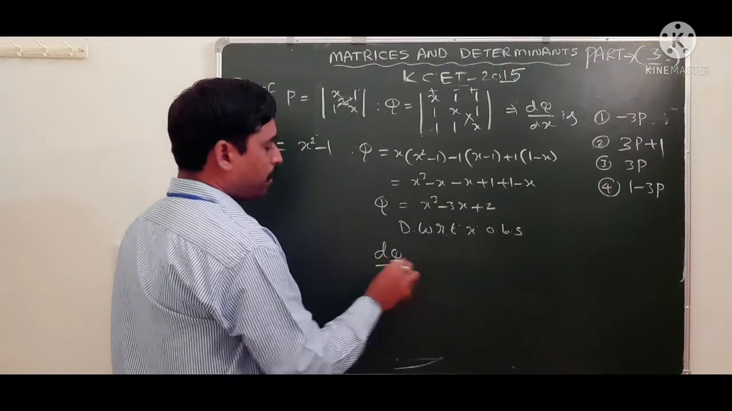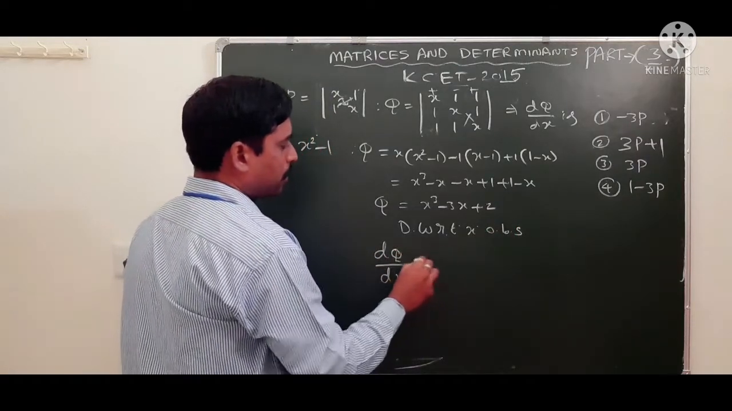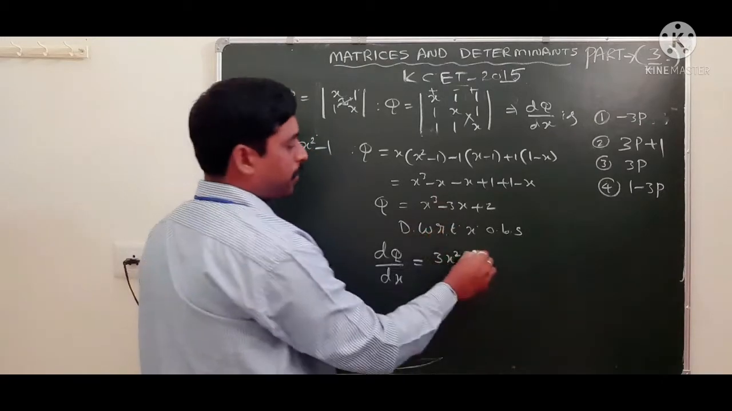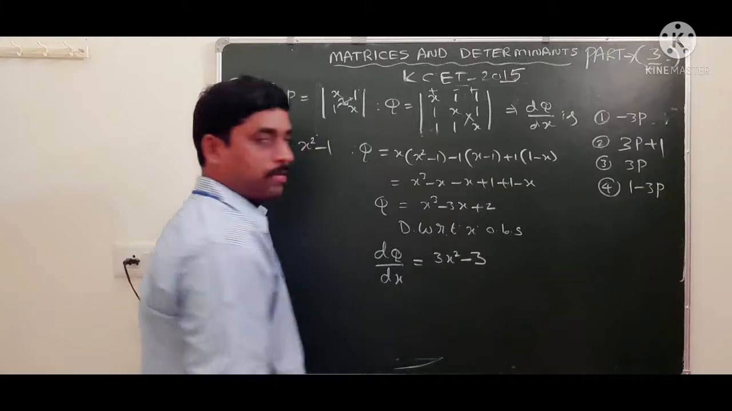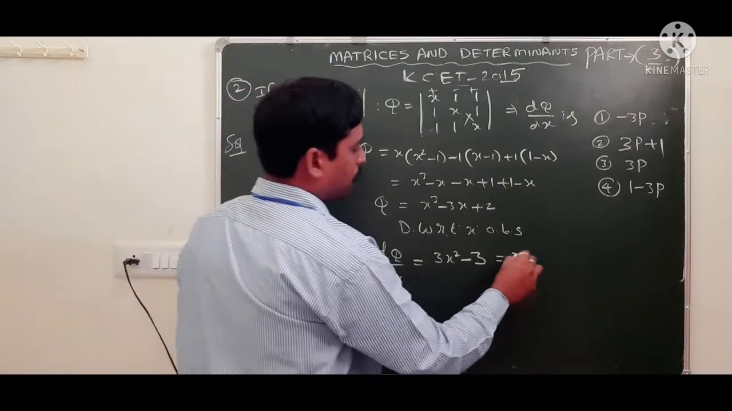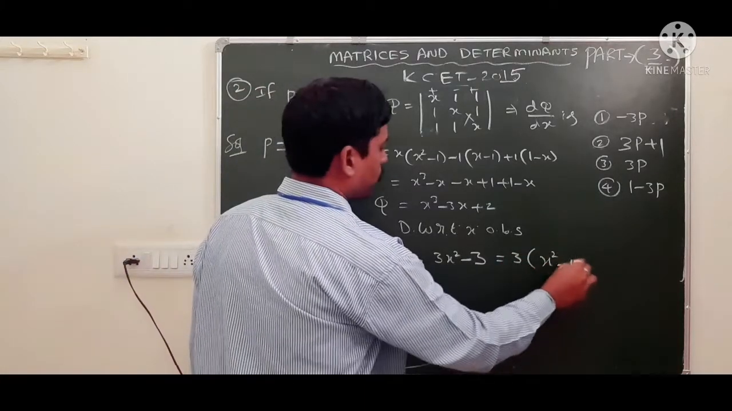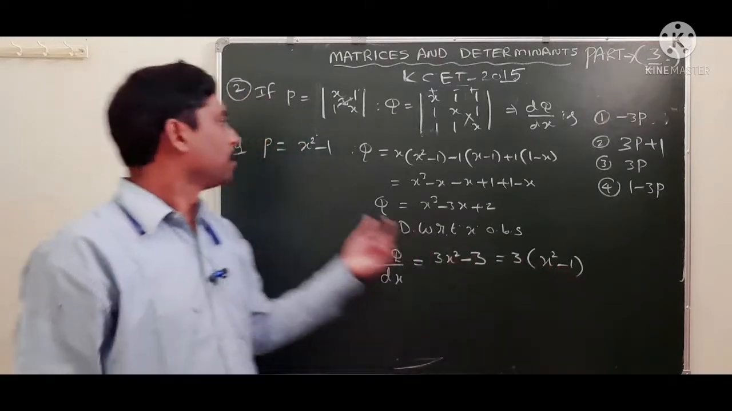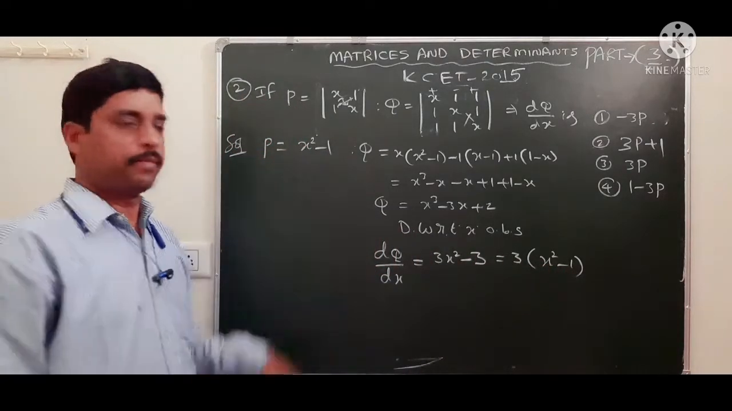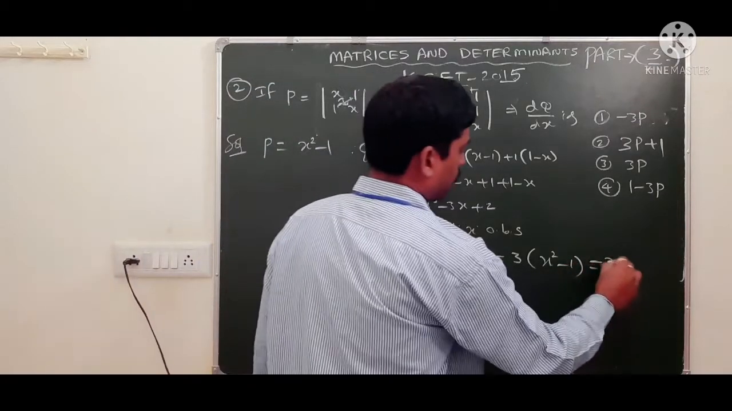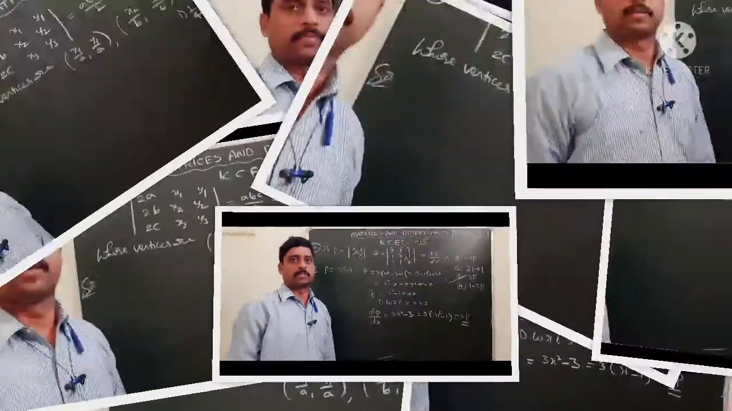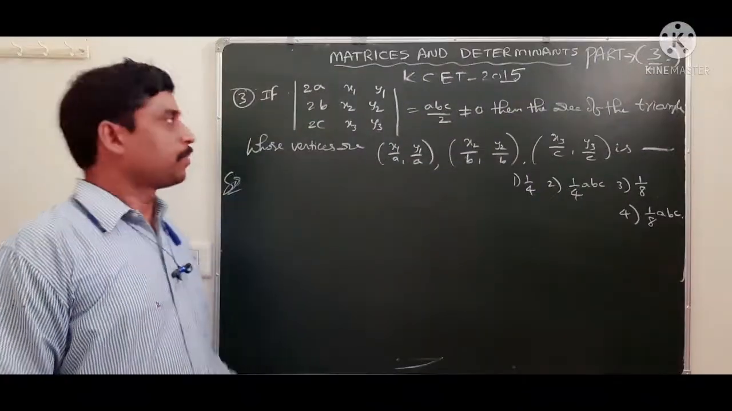Therefore, dq by dx is equal to x cube derivative 3x square, minus 3x derivative will be minus 3, constant derivative 0. In this one, 3 take out common: x square minus 1. But x square minus 1 we replace and write p. This is 3p. So which option is correct? Third option is correct. Let us go to the next problem.